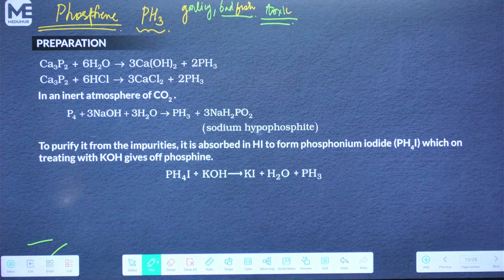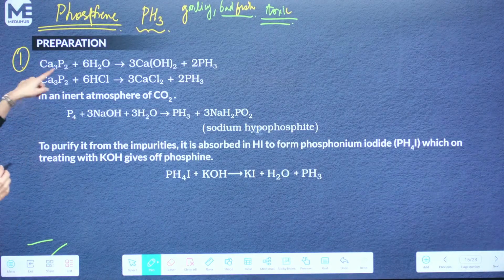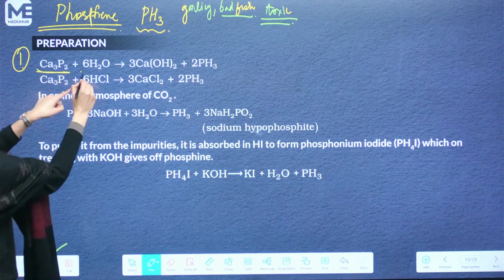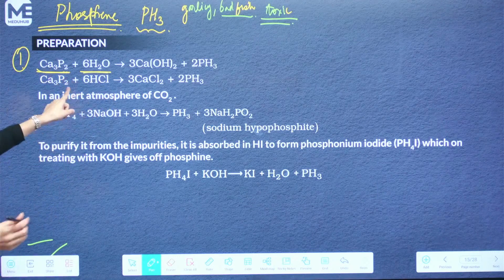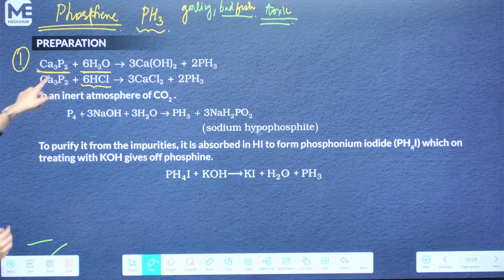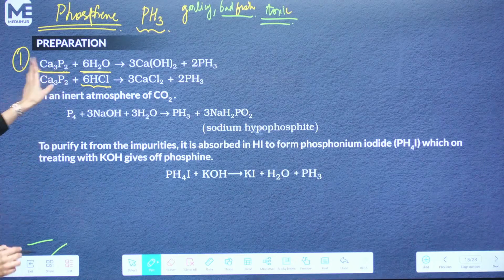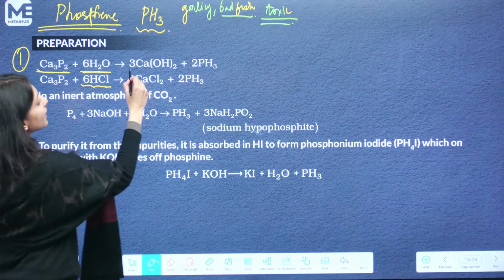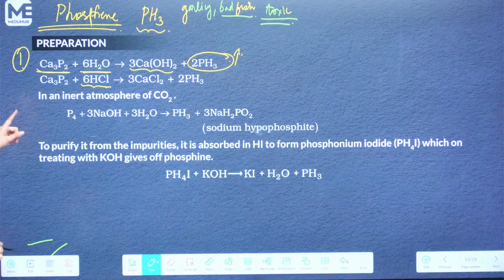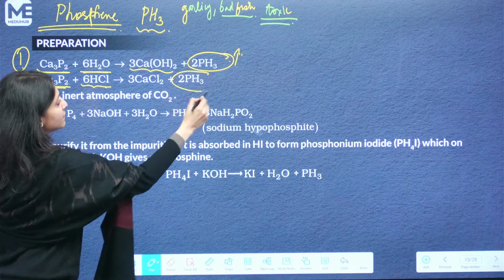If you talk about the preparation of phosphine, the first method is using metal phosphides. So अगर हम calcium phosphide का reaction करें with water or calcium phosphide with an acid like HCl. So calcium phosphide Ca3P2, valency of calcium is 2, phosphorus is 3, so Ca3P2 on reaction with water gives us calcium hydroxide and PH3. It's a gas. Similarly, calcium phosphide with HCl also gives calcium chloride and phosphine.